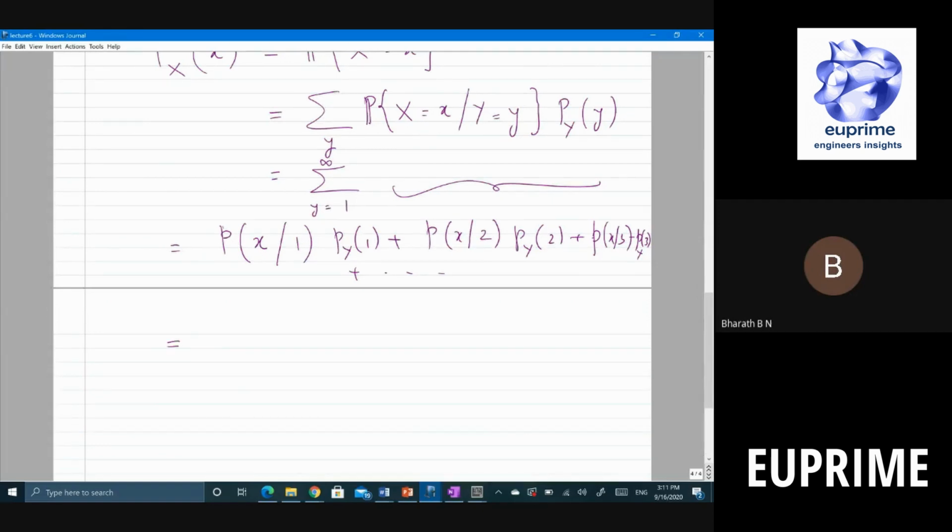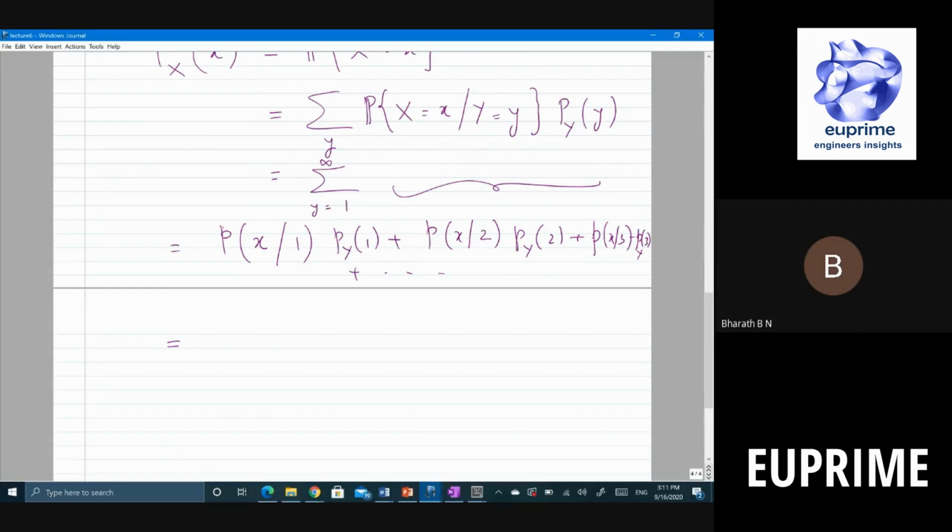What is the answer? Hey, come on, guys! You have to work these things out, and you should be able to. This is not some undergrad first year class. This is a grad level class, right? You should be able to do it very quickly. So, what is p of x given 1 times p_Y(y)? Can Y take value 1? Yes, right? It takes value 1.